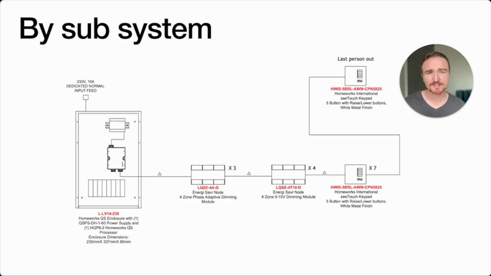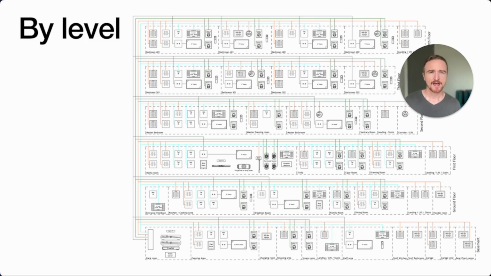Sometimes we'll split out schematics by subsystem. So in this case, this is actually an old residential job, and there was a full AV system, but the lighting system is broken out just to make it simpler to read. So it's a small system. So we sometimes break the schematics out by subsystem. And then sometimes by level.